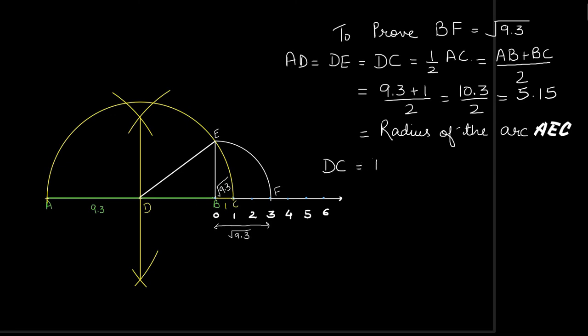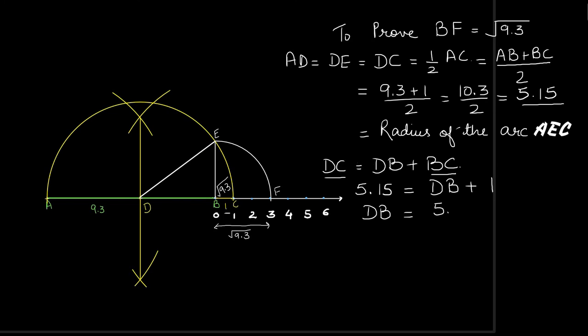Now DC is equal to DB plus BC. DC is the radius of the semicircle. Therefore, this is equal to 5.15, equal to DB plus BC, that is 1. Therefore, DB is equal to 5.15 minus 1, equal to 4.15.